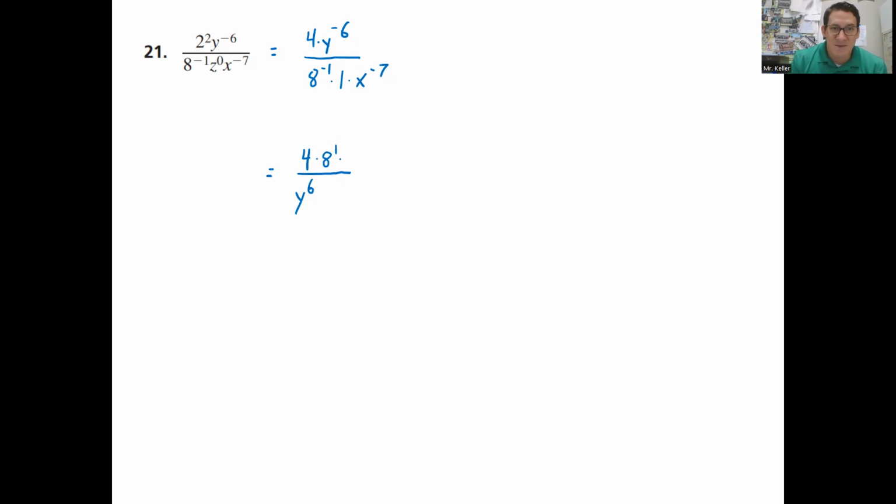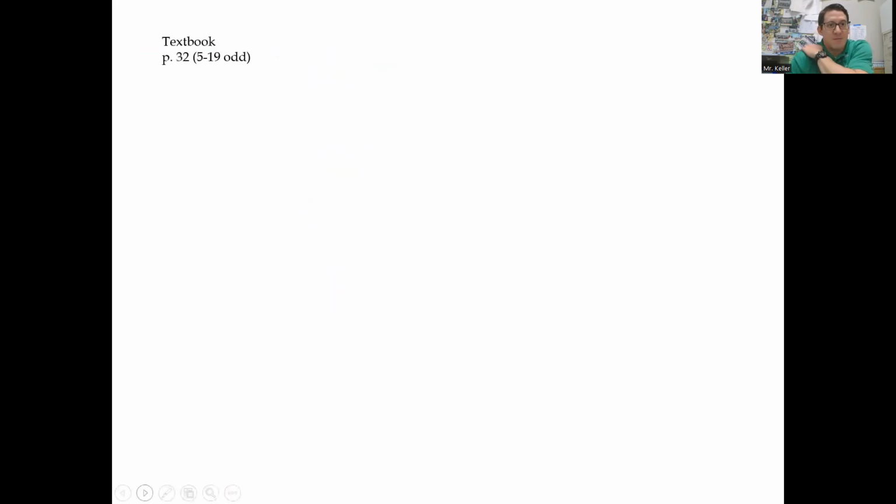X to the -7, that's going to move to the top, and the exponent becomes positive. And then I'm going to simplify this even more. 8 to the 1st is 8, so 4 times 8 is 32. X to the 7th, y to the 6th. And there we go. Assignment right there in the book.